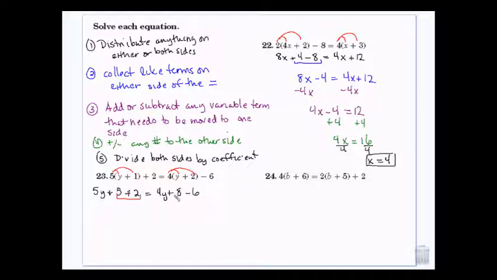Then I'm going to collect these like terms that are on the same side. So 5 plus 2 is 7, 8 minus 6 is 2. Then I want to get this 4y over on the other side, so I'm going to subtract it because it's positive, and then they cancel out, and I get y plus 7 equals 2. Then I want to put the 7 on the other side, so I subtract it because it's positive, so y equals negative 5.